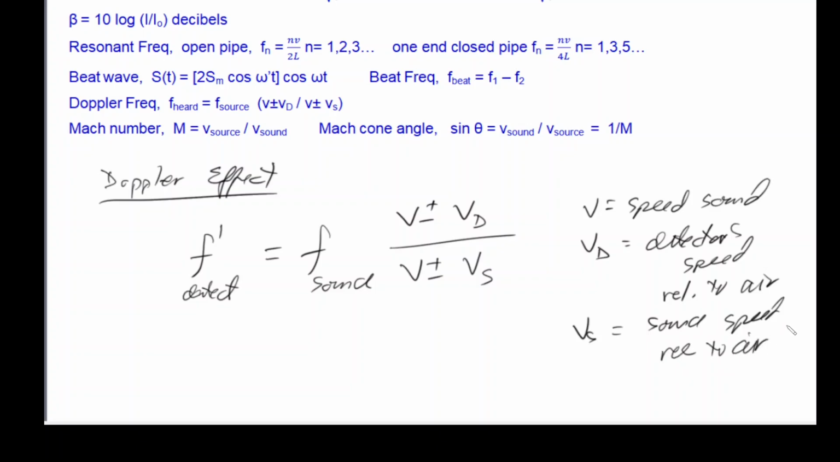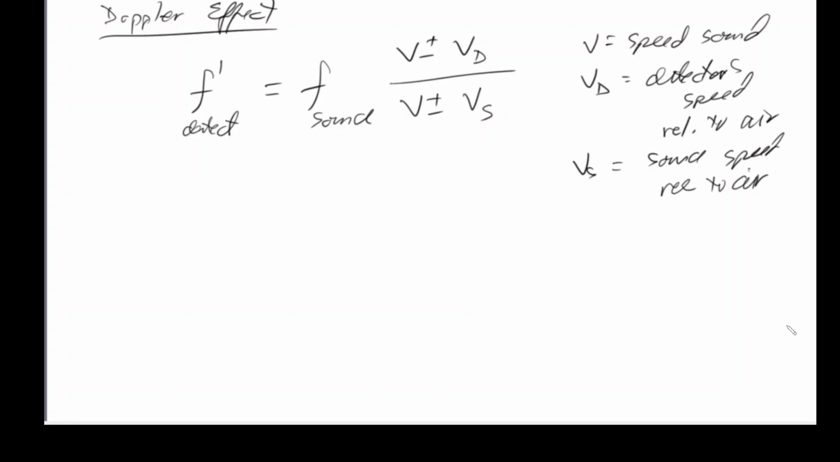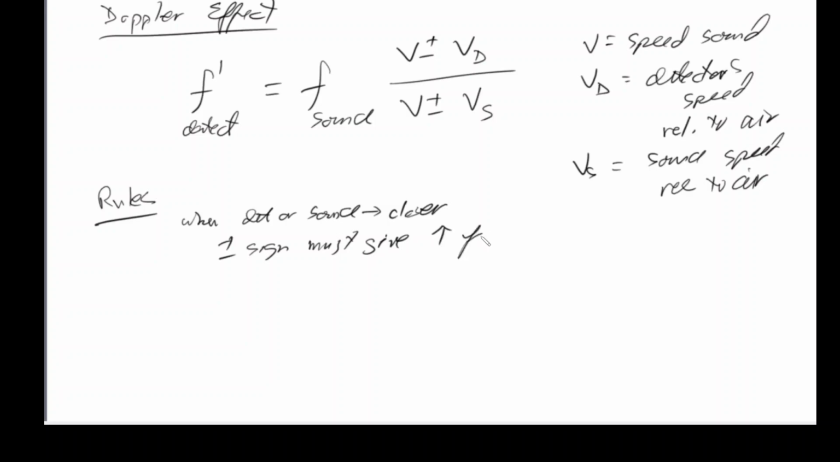Now, this equation is a little bit complicated, but there are rules that determine how you use it. So here are the rules. When the detector or source is getting closer, then the plus or minus sign must give an increase in frequency.